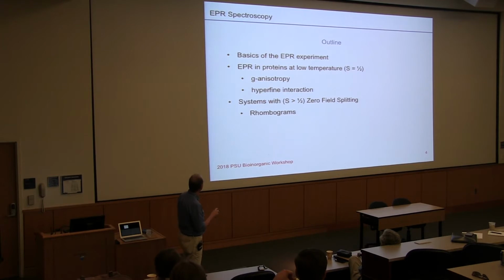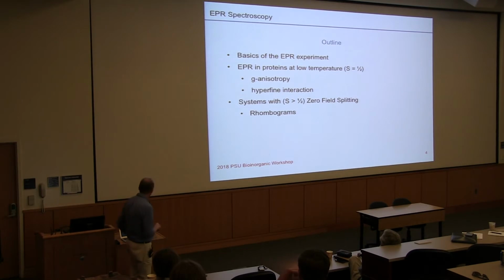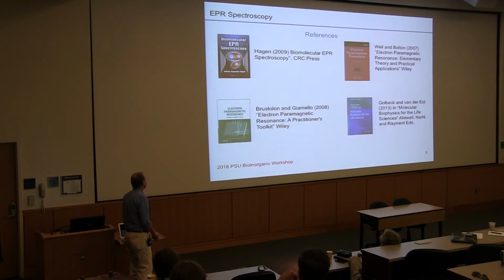We'll talk about g anisotropy and hyperfine couplings, and then I'll touch briefly on some high spin systems and introduce you to Rhombograms, which are useful for analyzing these sorts of spectra.